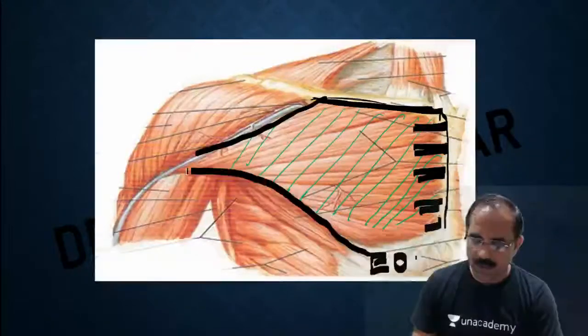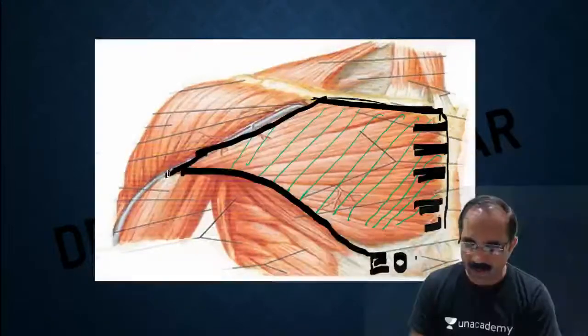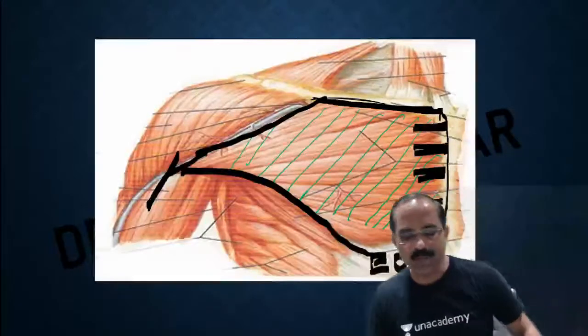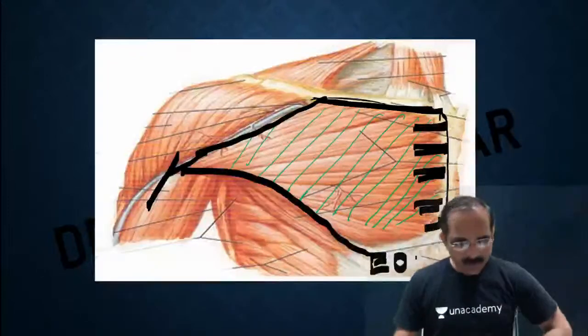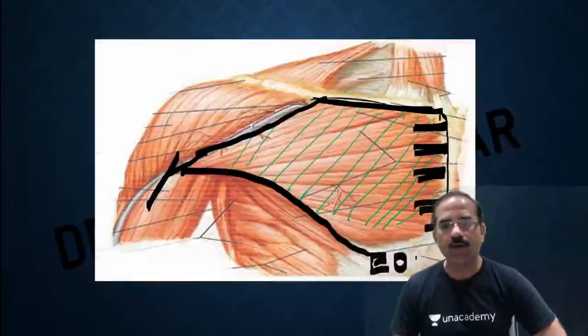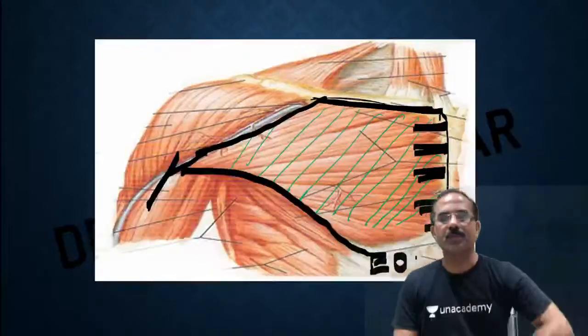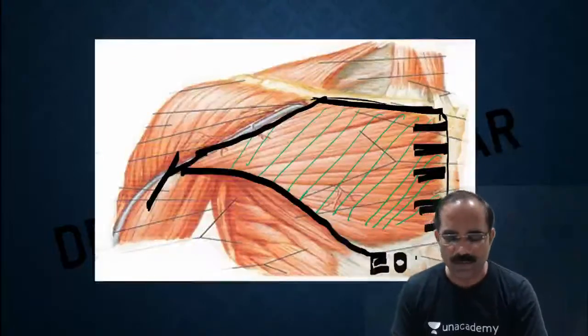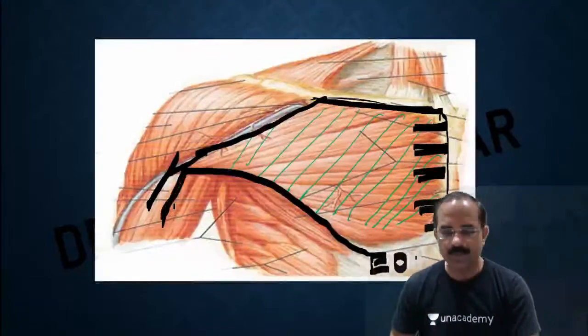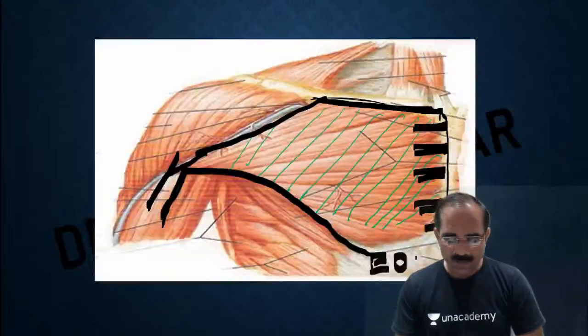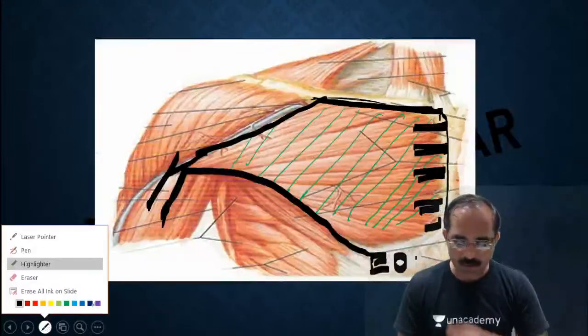Now this entire muscle comes and gets inserted where? Can anyone tell me this? Insertion of pectoralis major. Students, the insertion of pectoralis major is on the lateral lip of the bicipital groove. On the lateral lip. Which is the muscle inserted on the medial lip of the bicipital groove? The teres major.